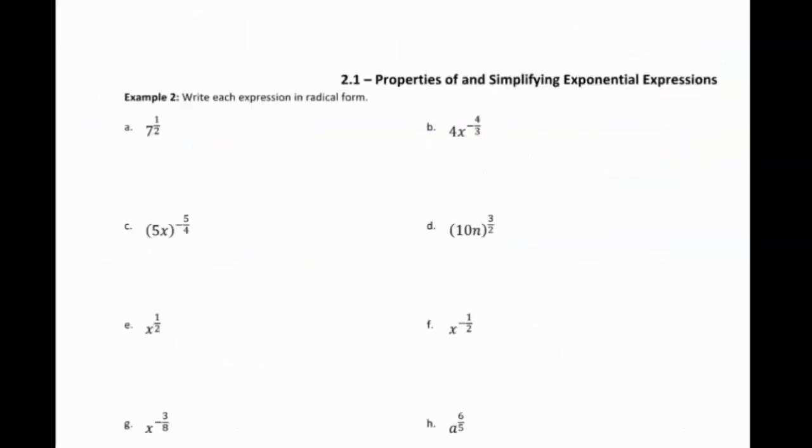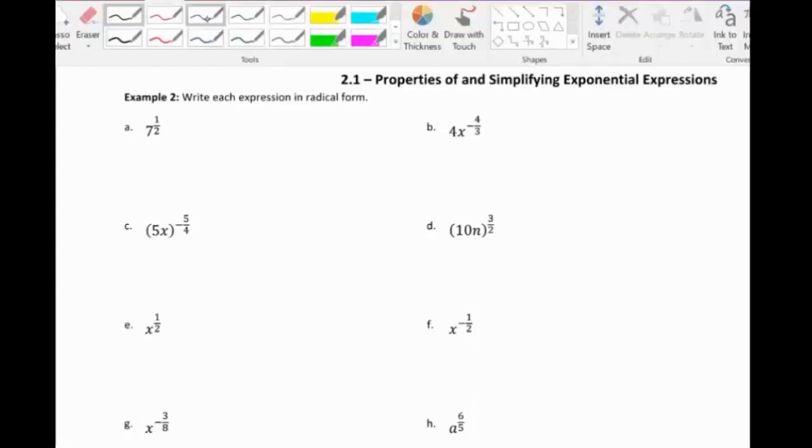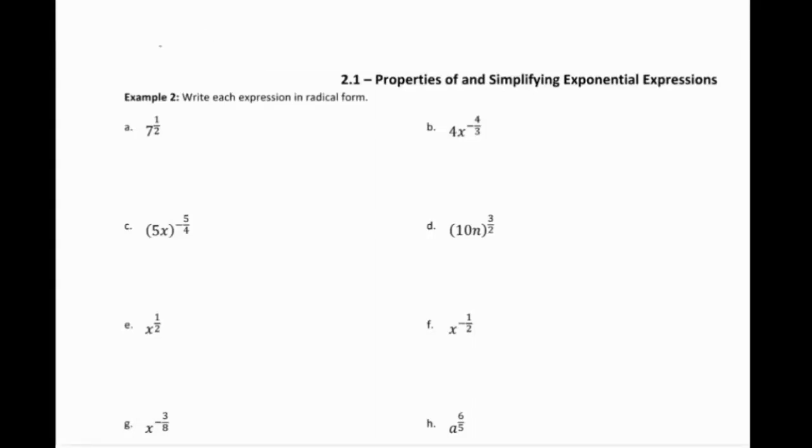Now, for example 2, it says write each expression in radical form. Here we're going to be using the fractional exponent rule. Okay, let's go back to it. We have a to the m over n equals, we have two forms. It could be this one, or it could be this one.